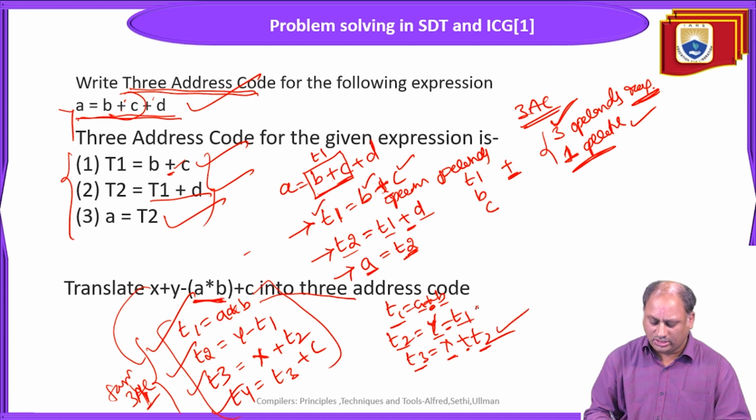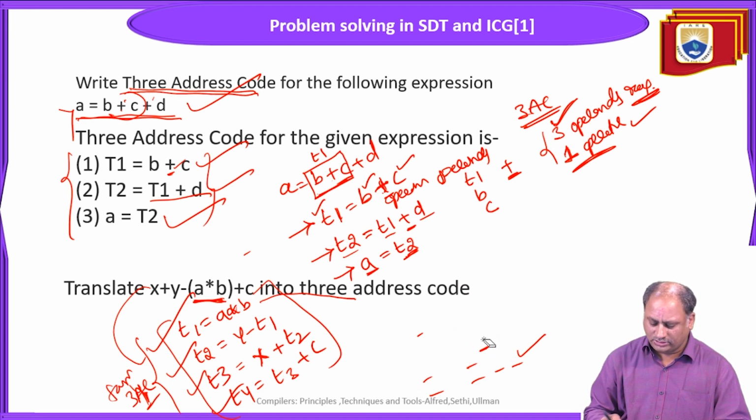So it is also a 3 address code. And finally, T4 equal to T3 plus C. So T4, T3, C are operands, and plus is an operator. So that's why it is also a 3 address code. Like this, we are going to determine each 3 address code.